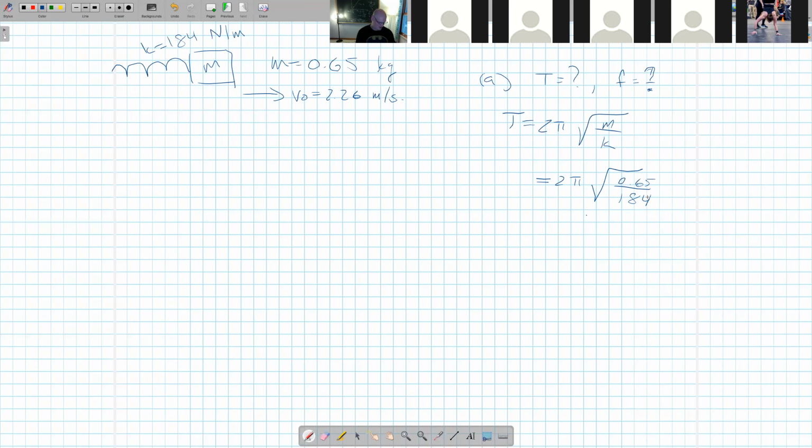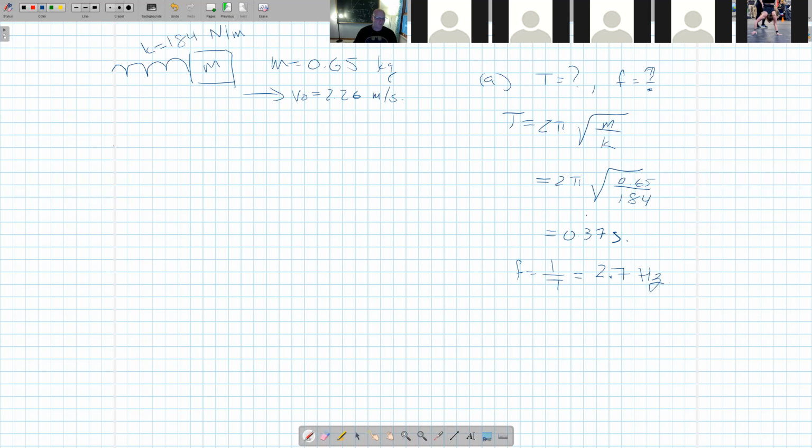Plugging in our numbers, we find that the period should be about 0.37 seconds. Now that we know the period, again, we know the frequency is simply 1 over the period. So we just invert this, which works out to be about 2.7 hertz.